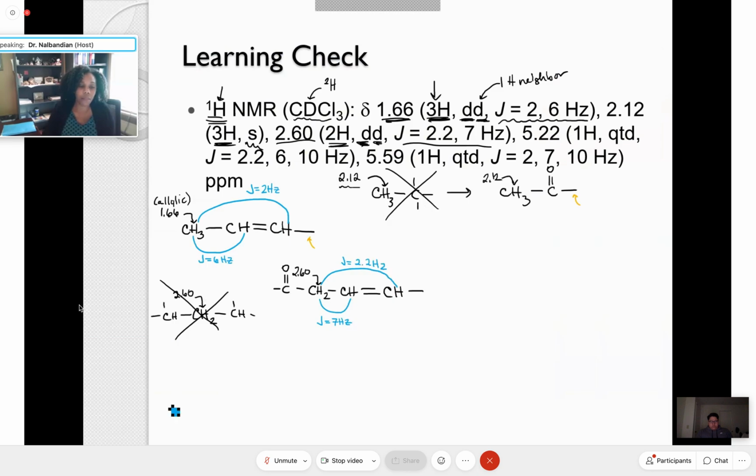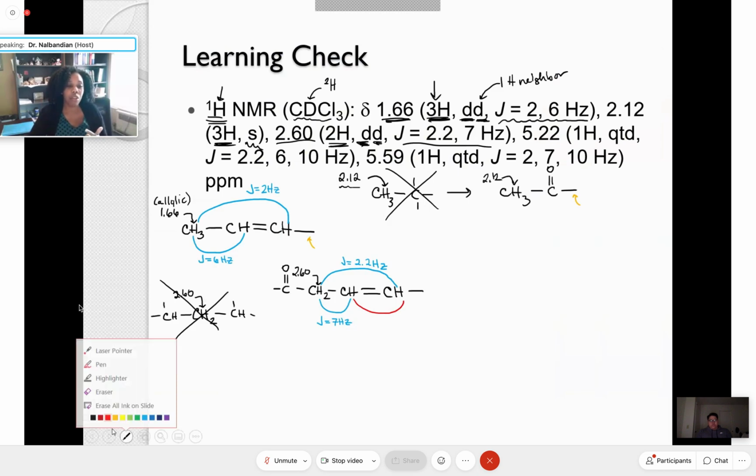Let me pause here and show something to you. When you're looking at this peak, 2.60, every single thing that you see with 2.60 has to start with 2.60. Everything is with respect to 2.60. If you're going to draw and show that these two things are coupled to each other, I'm going to draw something in red. This is not true. You can't do 2.60 and say these two are coupled to each other. They can't be coupled to each other in 2.60. Everything has to be with respect to those hydrogens that we labeled as 2.60.